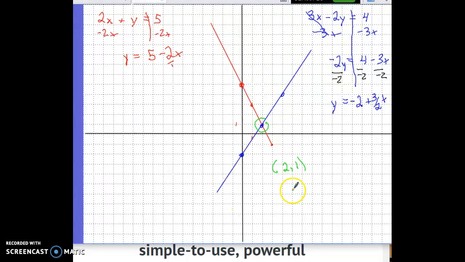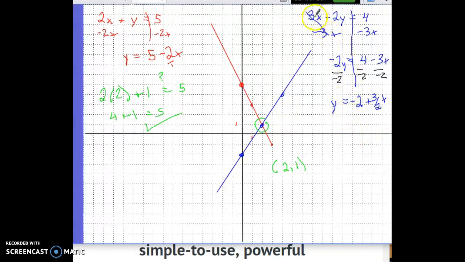Are we done? Are we satisfied? Of course not. We're going to plug it in to check. So the x is 2, the y is 1. 2 times the x is 2. The y is 1. Does it work? 4 plus 1 is 5. Boom.